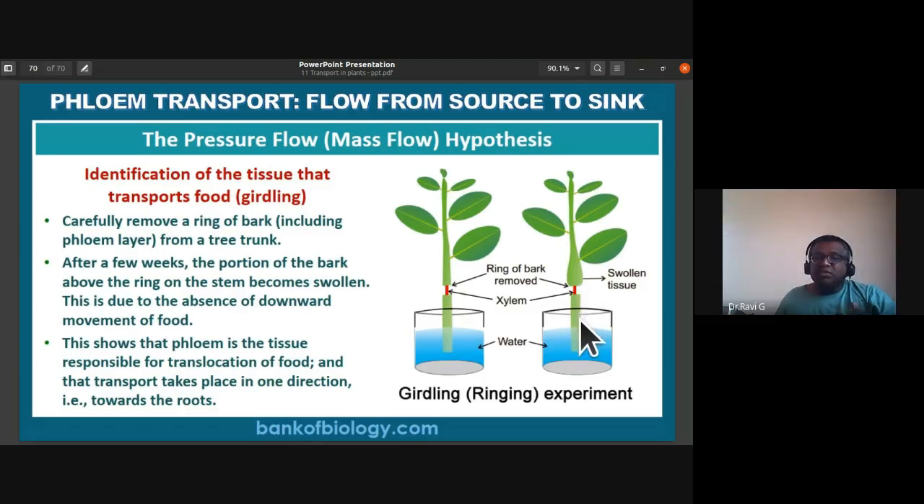The transport takes place in one direction. That is, there is also a translocation of food in the direction of the root, as indicated by this girdling or ringing bark experiment. With a diagram, you have to explain whenever they ask you to write an experiment to identify the tissue that transports food. So you have to write this girdling experiment or ringing bark experiment. That completes our discussion on the summary of the transport of food.